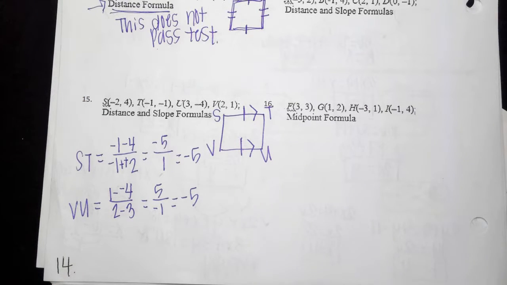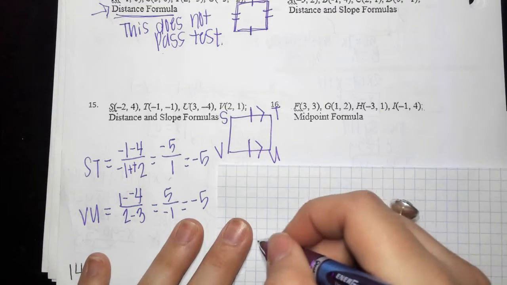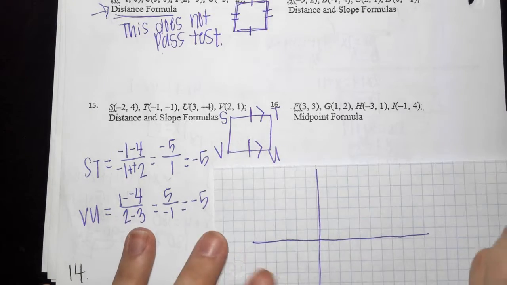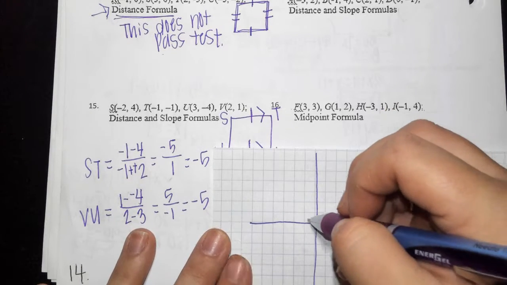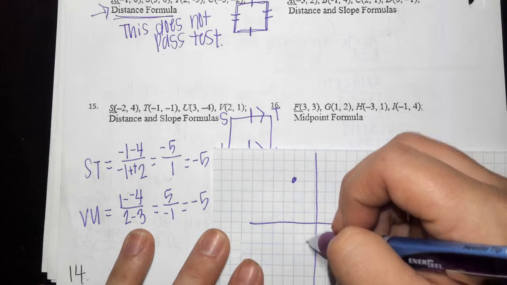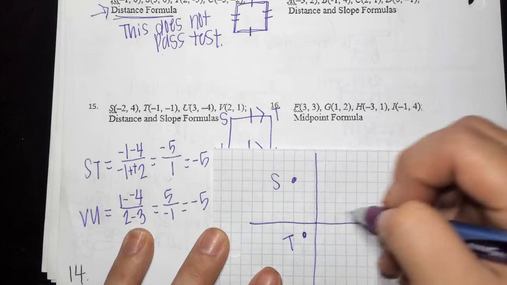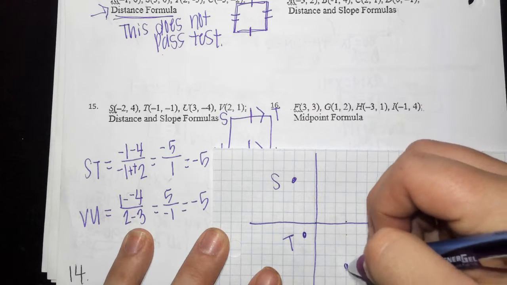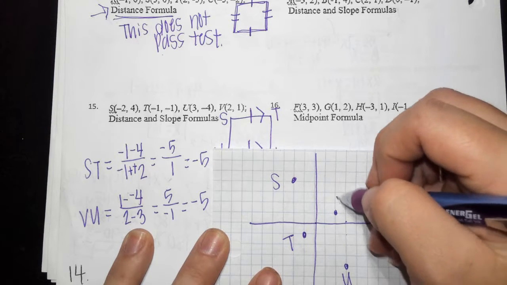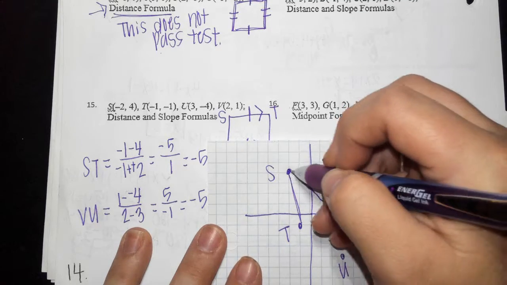Well, are they parallel? Yes? Okay, so I'm going to graph it because I would way rather graph than do the distance formula. So I'm going to graph ST and VU and see if their distances are the same. So S is -2, 4. T is -1, -1. U is 3, 2. Man. Come on. Am I going to have to use the distance formula? Yes. Okay. So, what about this?